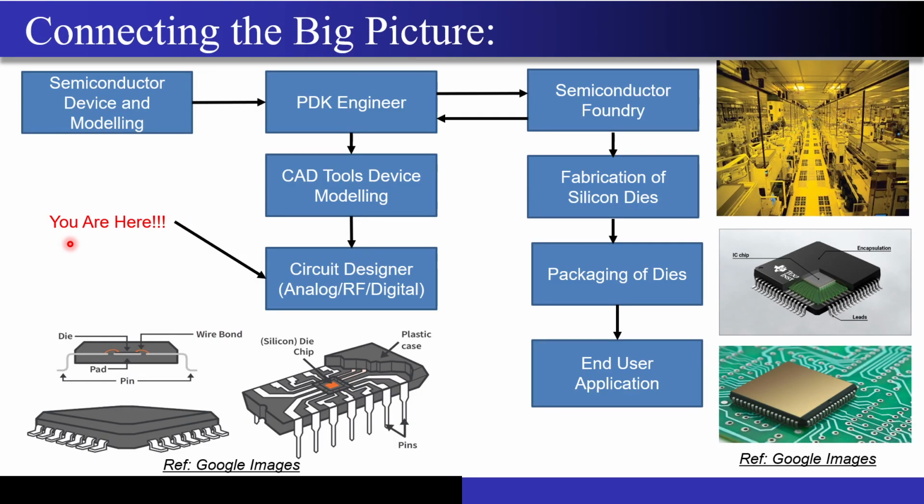So now let's try to connect the big picture, correct? So now what is this? This is what we call your semiconductor foundry, maybe TSMC or UMC, correct? So now what they will do, they will fabricate the silicon dies, correct, according to whatever circuits some company has given to them for the fabrication, correct? They will fabricate the silicon dies. Now these silicon dies will be packaged.